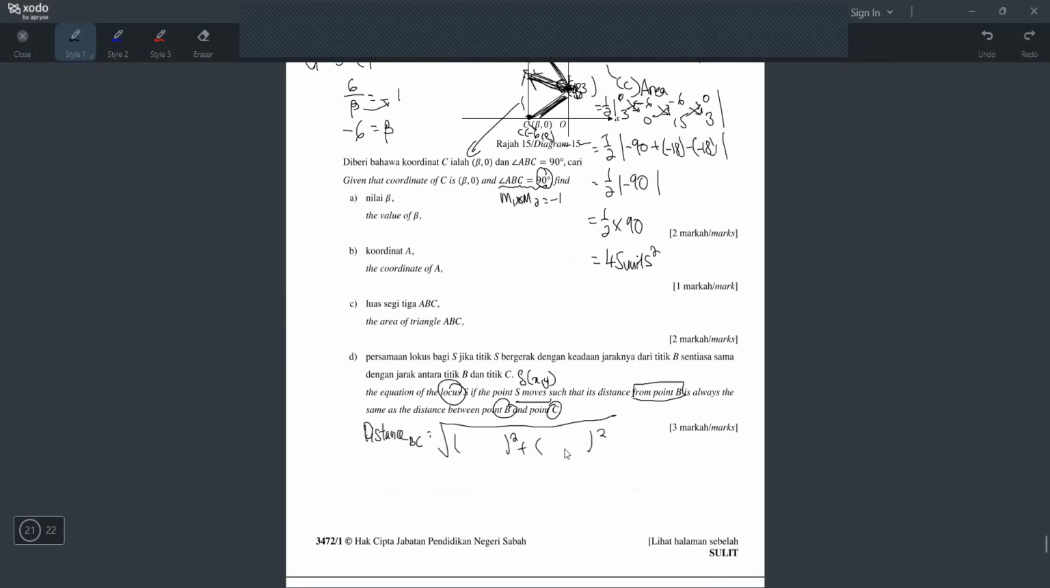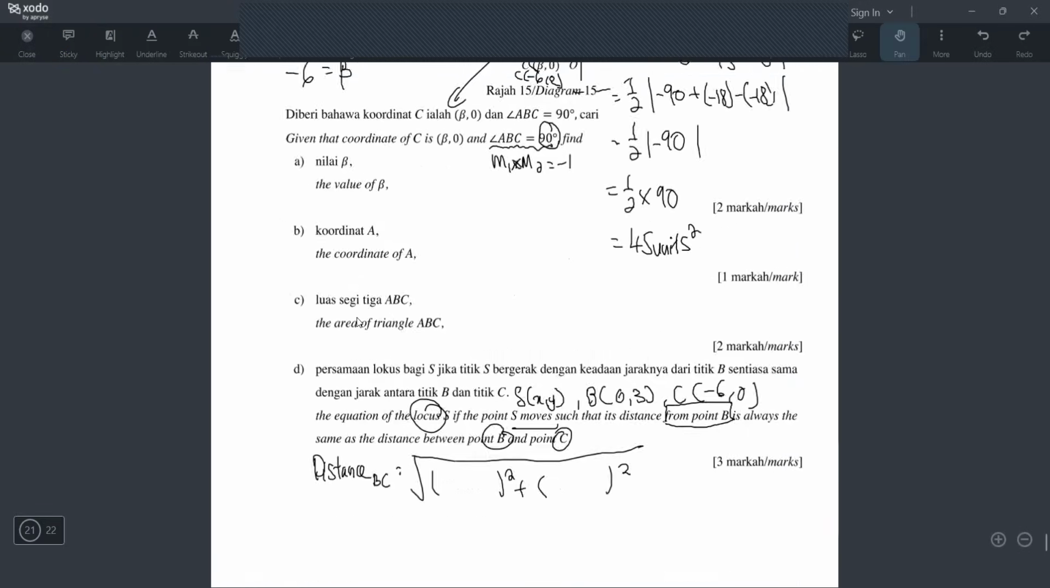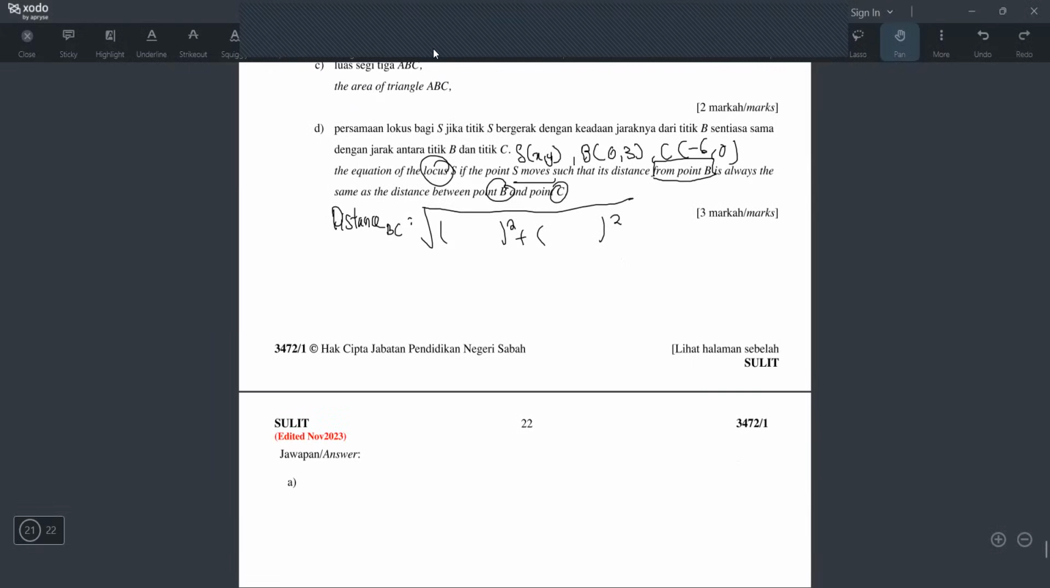X minus X. Here will be Y minus Y. And I'm finding for B and C. So the point B now is what? 0, 3. My point C now is what? Negative 6, 0. So now you can actually find the distance for BC. So the formula here is X minus X, Y minus Y. So X minus X will be negative 6 minus 0. And then here will be Y minus Y, so 0 minus 3.